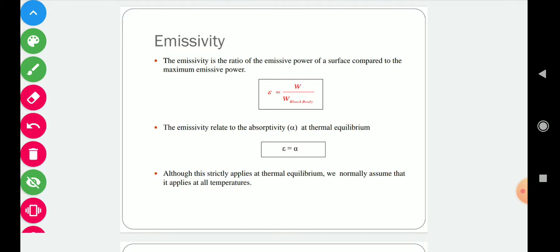At thermal equilibrium, emissivity and absorptivity are equal. We also discussed this in Kirchhoff's law. Although it strictly applies at thermal equilibrium, we normally assume that it applies at all temperatures.